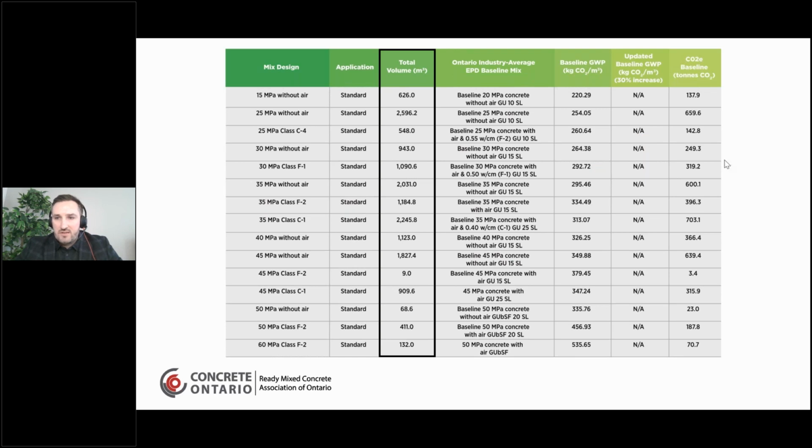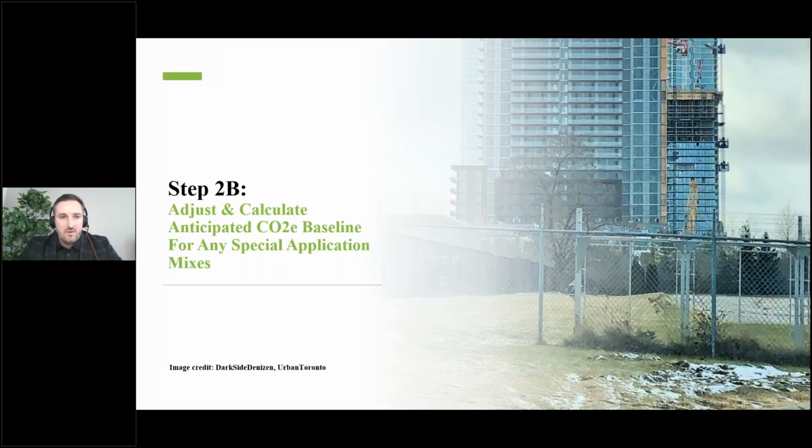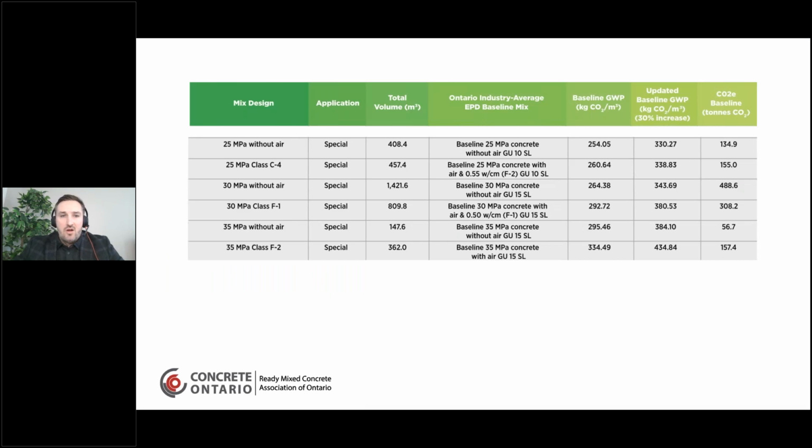Okay, let me go to the next slide here. Okay. So next, we need to get into adjusting the anticipated baseline for any special application mixes. So for example, if you do have your 30 MPa concrete without air and it is a special application, for example, you need accelerated set, you need accelerated strength development, now your updated baseline would be 30% higher for that specific application. And your budget will be changing as a result of that.